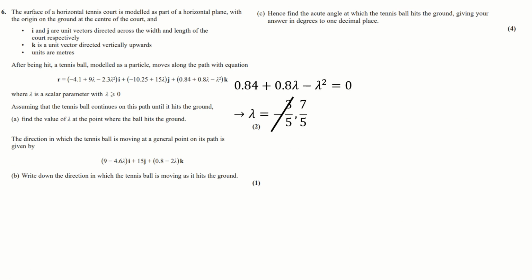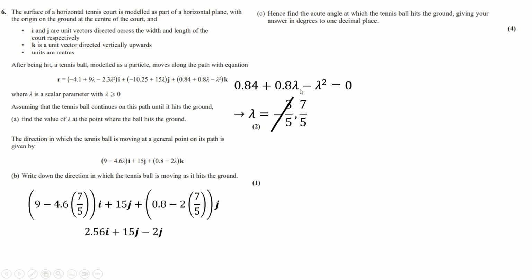Calculators can do that immediately. We'll get the answer there. Lambda is a positive constant, so it's going to be 7 over 5. Direction is this. What's the direction when it hits the ground? We just put this lambda into there and we get 1 mark for knowing how to substitute, and we'll have that. Hence, find the acute angle at which the tennis ball hits the ground.